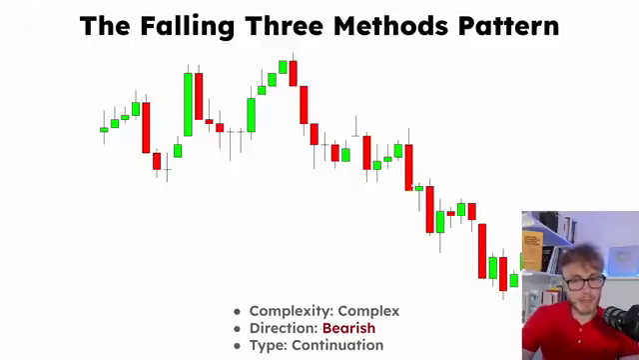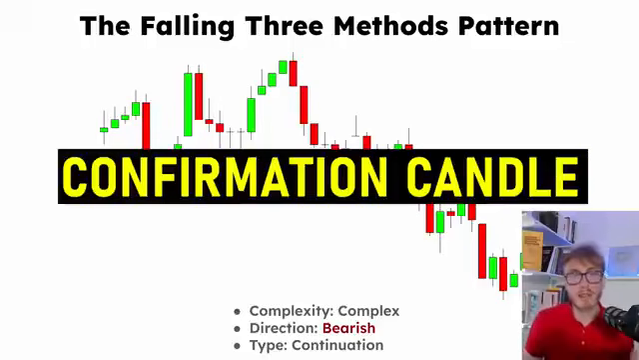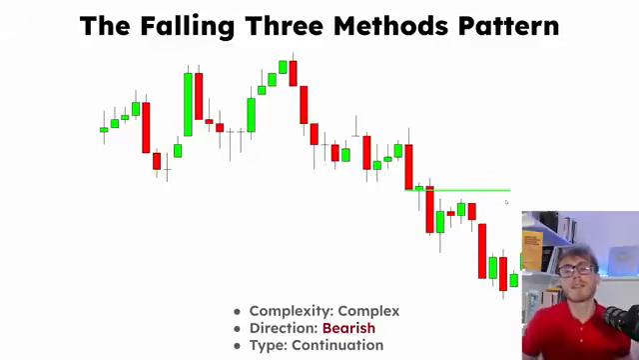Well, the entry point is pretty straightforward. The most common entry point is to enter at the close of the 5th candle. So you enter right here. And as we have been talking about, some traders wait for a confirmation candle, but for the falling three methods, I personally think that the best entry point is just to enter at the 5th candle.